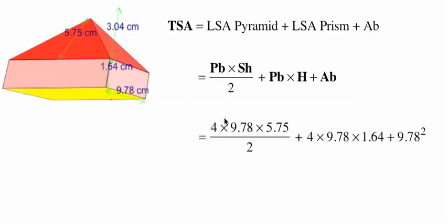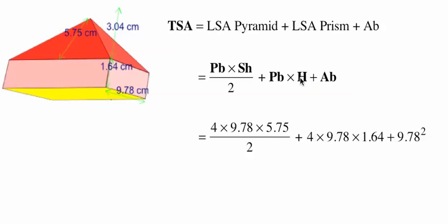So the perimeter of the base is, you have 4 sides. Each side is 9.78, so it's 4 times 9.78. Then the slant height is 5.75. We're talking about not the total surface area of the pyramid, but the lateral surface area of the pyramid. So 5.75 is the slant height, and then we divide all that by 2, plus the perimeter of the base of the prism, which is going to be 4 times 9.78 again. So 9.78, 9.78, 9.78, and 9.78.